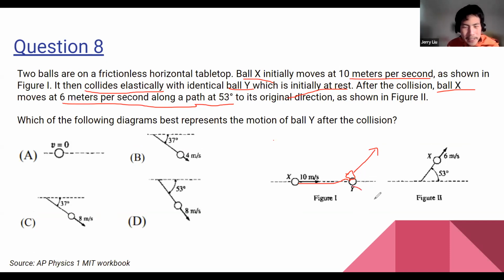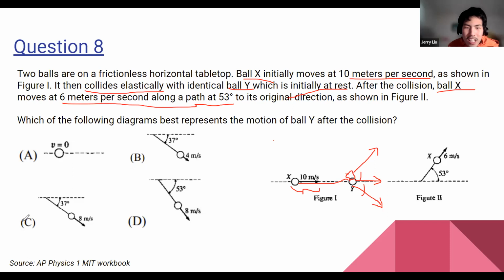So basically, Y should go 53 degrees down. Why is this the case? It's because the momentum in the beginning is all accounted for by X, and X is moving straight right. So even though there's a direction change in X, the direction change in Y must be the exact same relative to the horizontal axis. So since this is 53 degrees, this must also be 53 degrees.